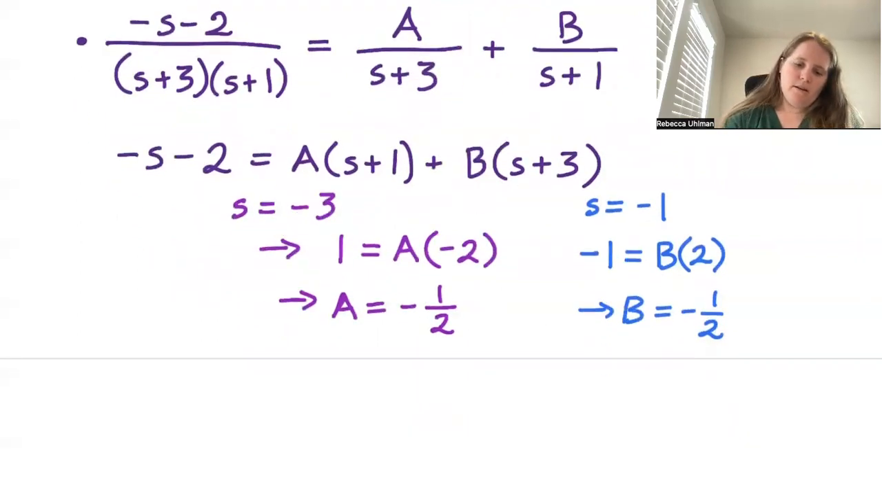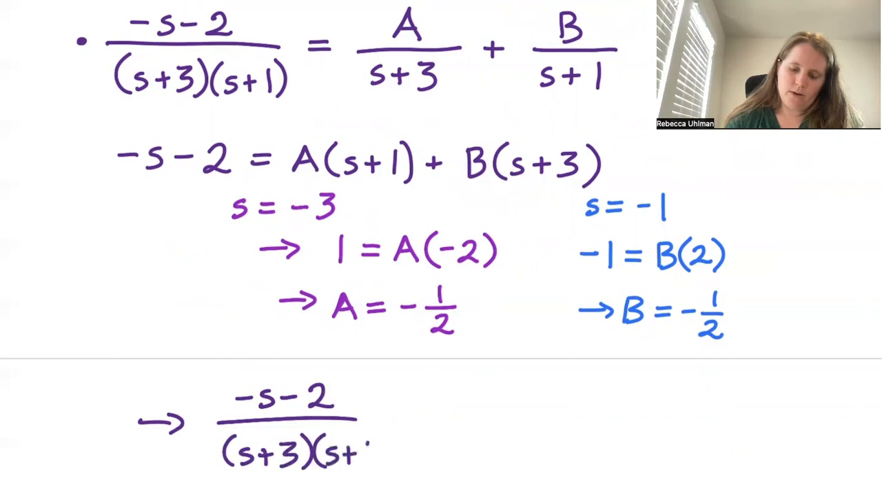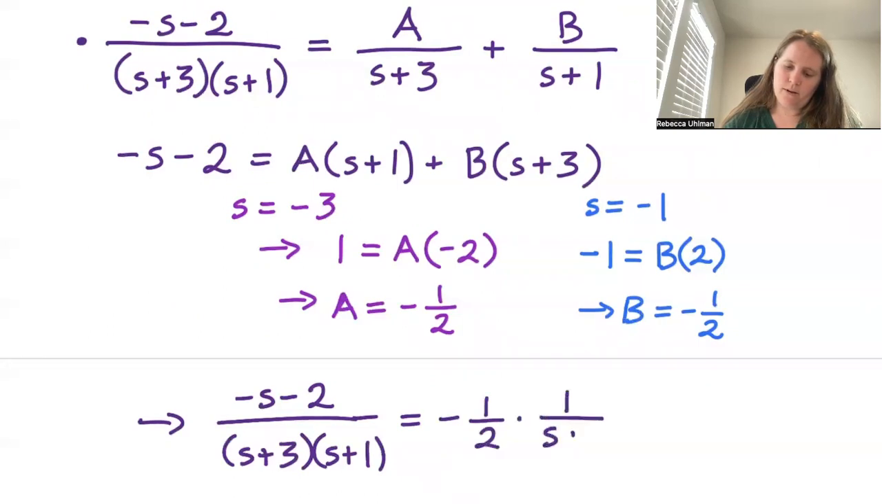So what we get then is that this -s minus 2 over s plus 3 times s plus 1 is equal to -1/2 times 1 over s plus 3 minus 1/2 times 1 over s plus 1.